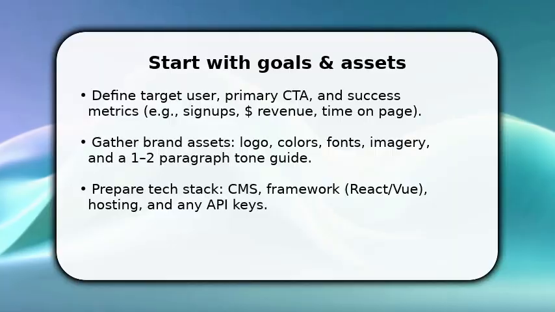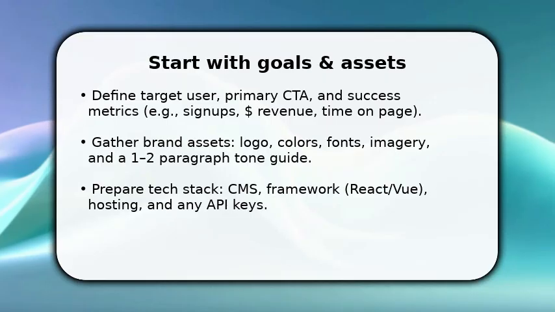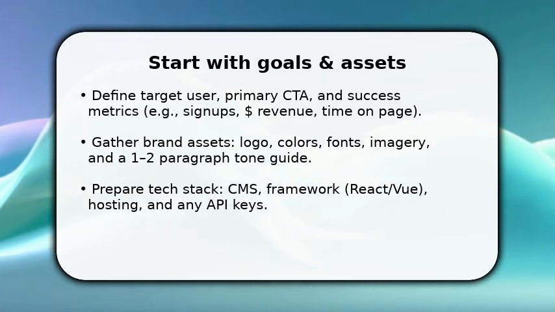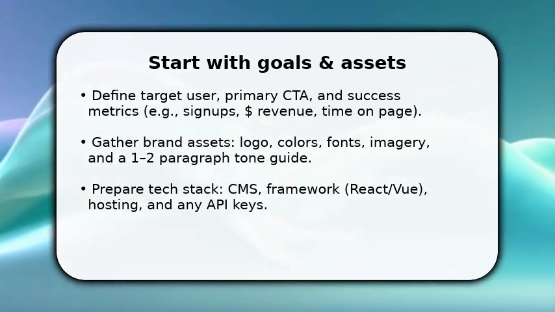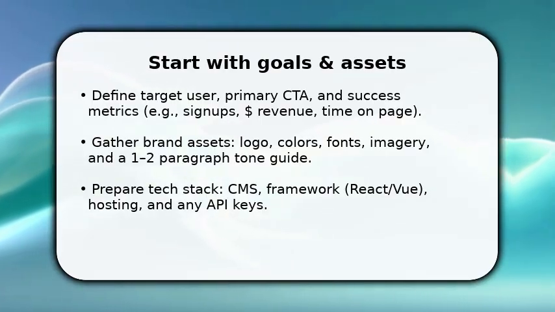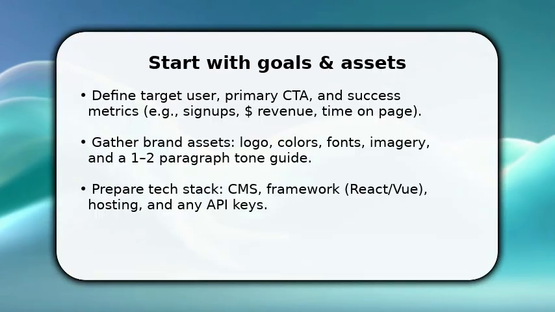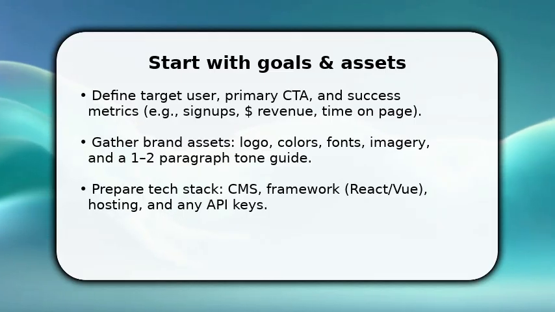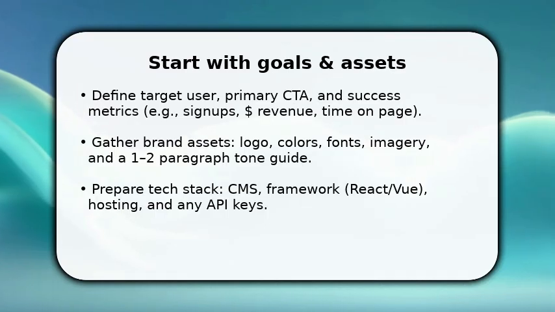Enjoy the video. You begin by setting measurable goals and collecting assets so you can iterate quickly. Once you have target users and a primary CTA, ask ChatGPT to generate a content outline and component list. Make sure to include brand colors, font names, and required integrations. This lets ChatGPT produce usable CSS and HTML snippets.